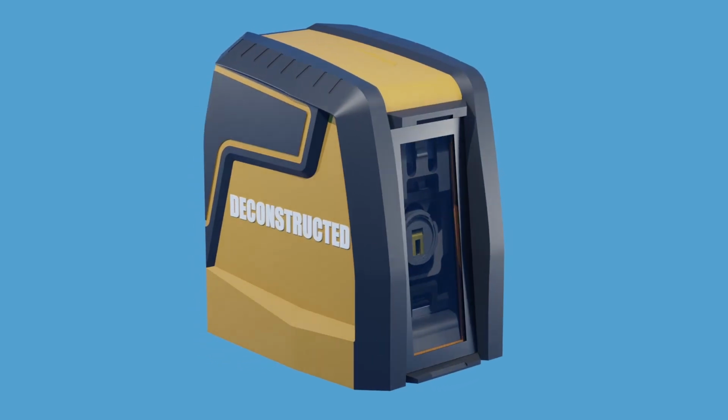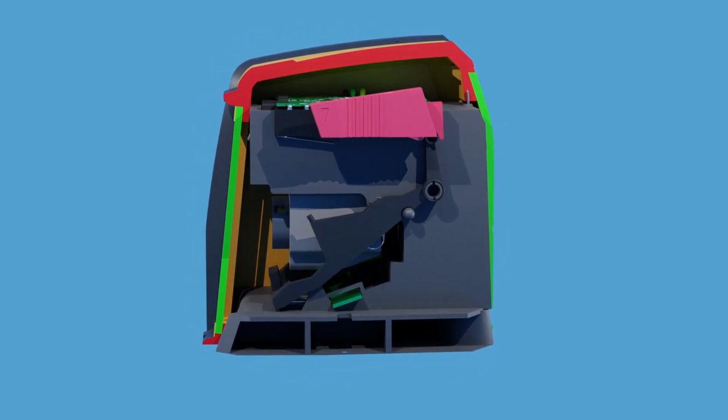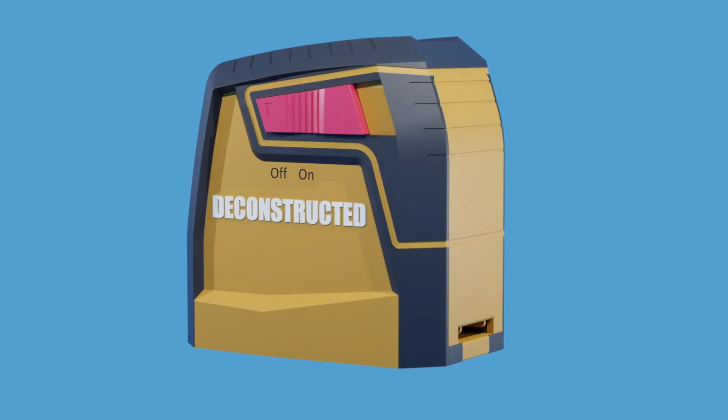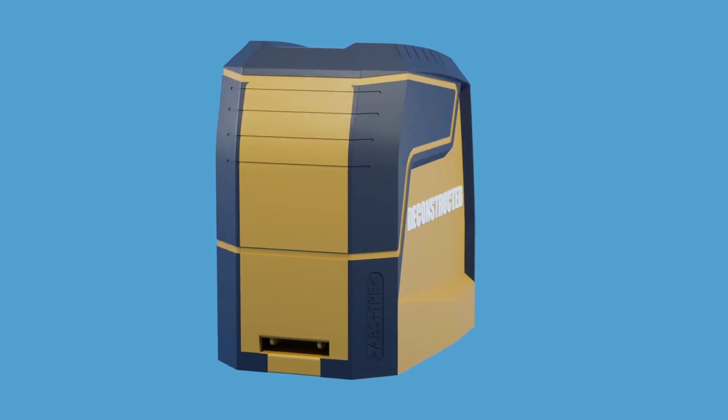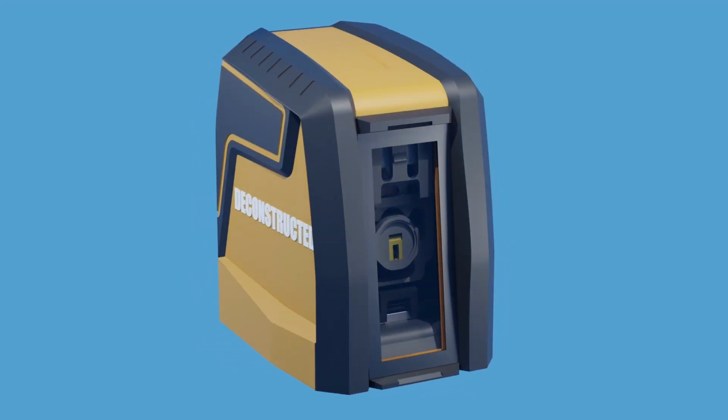This is a self-leveling cross-line laser level. In this video, we'll take a close look at the clever mechanism inside to see how it works. Before we jump into the inner workings of a laser level, let's first look at the key external and internal components involved. Let's get started.